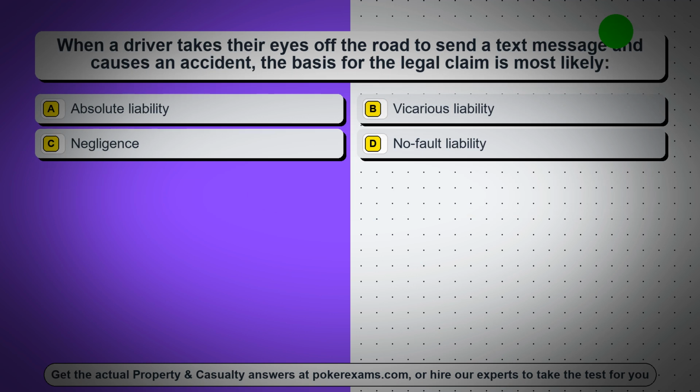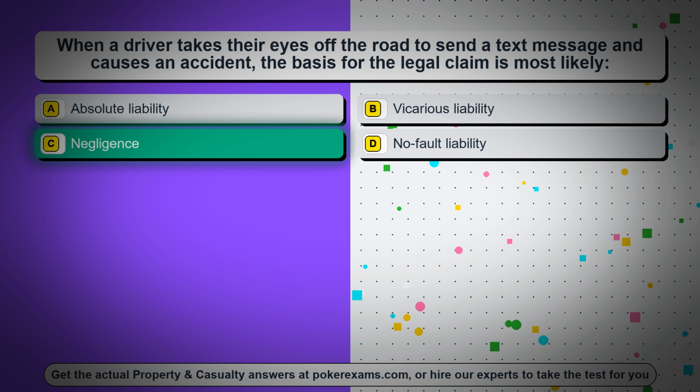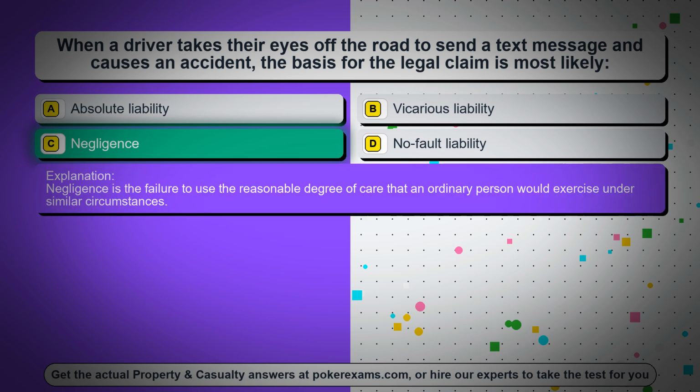Question 98. When a driver takes their eyes off the road to send a text message and causes an accident, the basis for the legal claim is most likely, option A, absolute liability. Option B, vicarious liability. Option C, negligence. Option D, no-fault liability. The correct answer is option C, negligence. Negligence is the failure to use the reasonable degree of care that an ordinary person would exercise under similar circumstances.